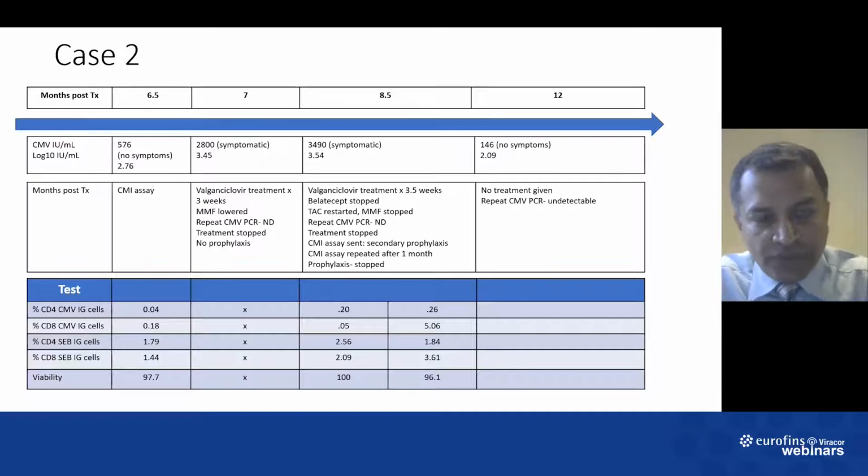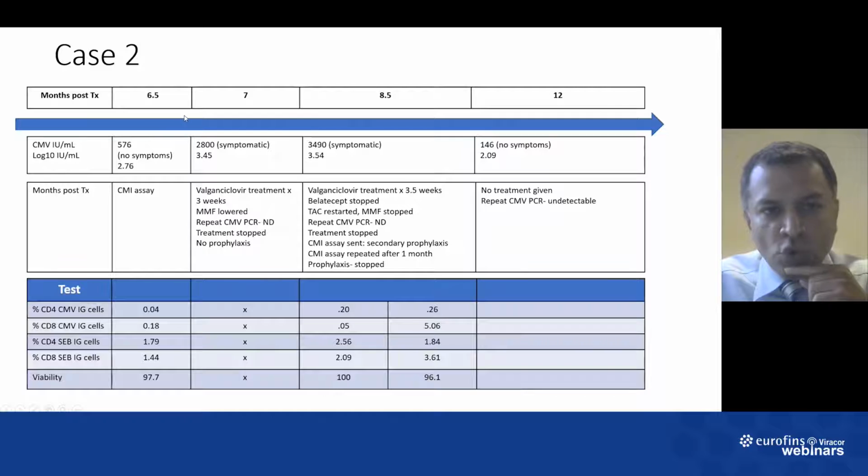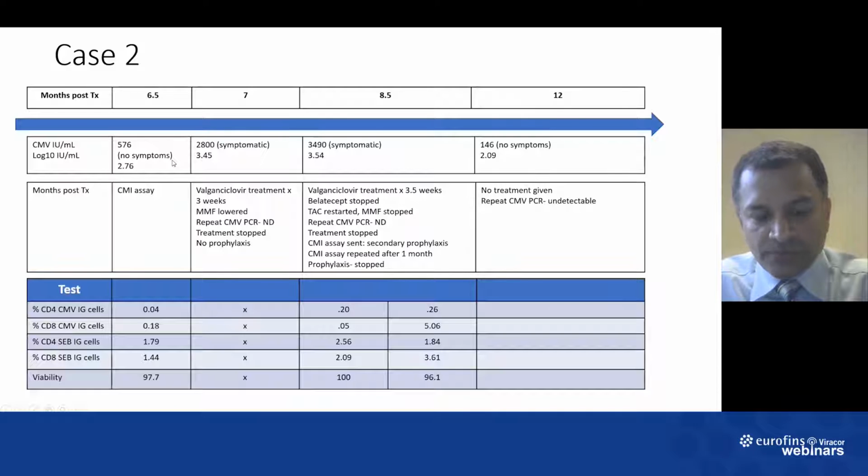So here what you see is the time course. On top, you see months post-transplant, and you see the CMV results, and you will see what treatment was given and what the results of the CMV immunity assay were. Around 2 weeks after stopping the therapy, he develops low level of viremia, no symptoms.